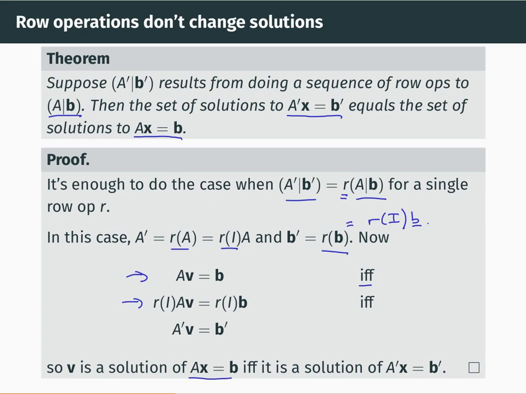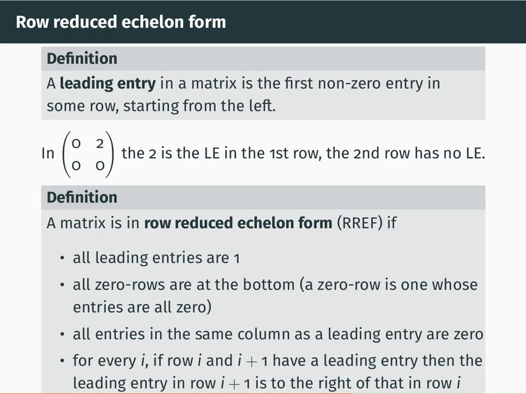So the question arises, what nice simple form can we aim at? What is the nice simple form for a system of linear equations which we can reach by doing a bunch of row ops? And the answer is called row-reduced echelon form. Here's the definition of row-reduced echelon form. Actually, before I can define it, I need to define something else, which is what's called a leading entry.